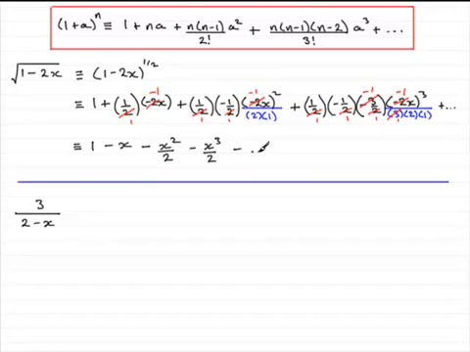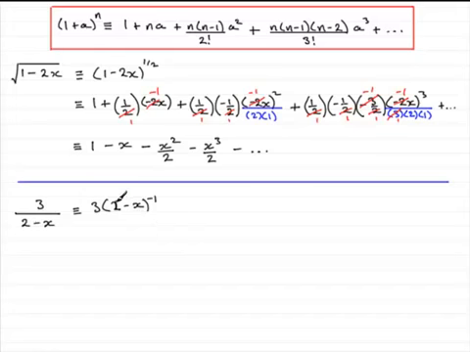So we've got that as our final expansion. Now what about this one down here, 3 over 2 minus x? How are we going to do this one? So what we've got to do is think of this as 3 times 1 over 2 minus x, and if we bring the 2 minus x up to the top, we end up with 3 multiplied by 2 minus x to the power minus 1.